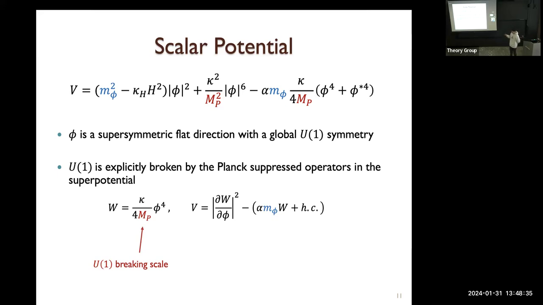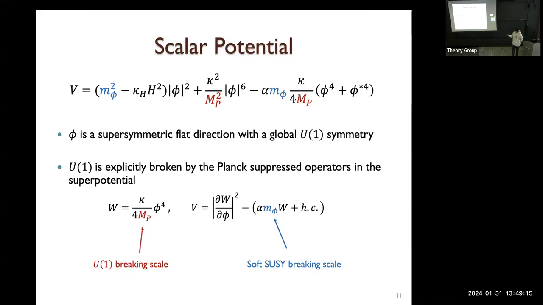Yes, this is the only term that can lift the flat direction, and everything else is sixth power, which is also suppressed, and quadratic. And this M phi here, for some reason the phi cube term doesn't exist in the superpotential. Phi cube also breaks the U1, and every term that breaks U1 should be suppressed with the M Planck. U1 is conserved at the renormalizable level, and this term is non-renormalizable, so suppressed with M Planck, so this is allowed.